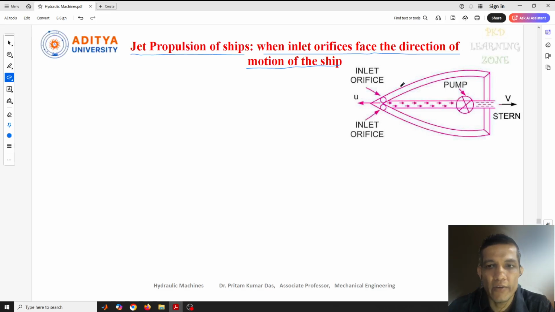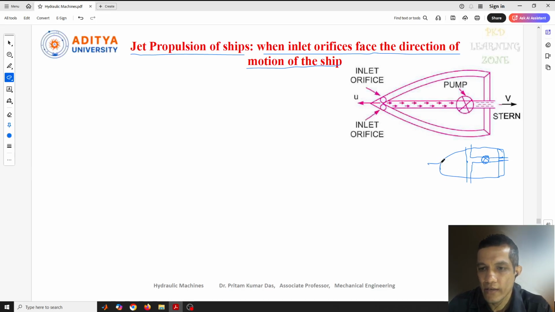In the first category, we have seen when the inlet orifices face perpendicular to the motion of the ship. In the previous lecture, we have already discussed that concept. In that condition, the ship is like this, and suppose this is the middle of the ship, and this is the pump we have set here, and through this the water comes out from the pump.